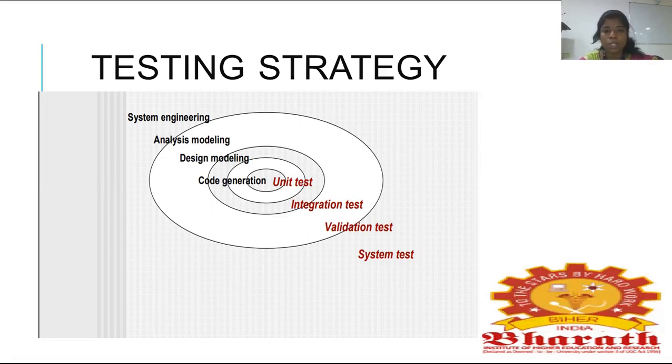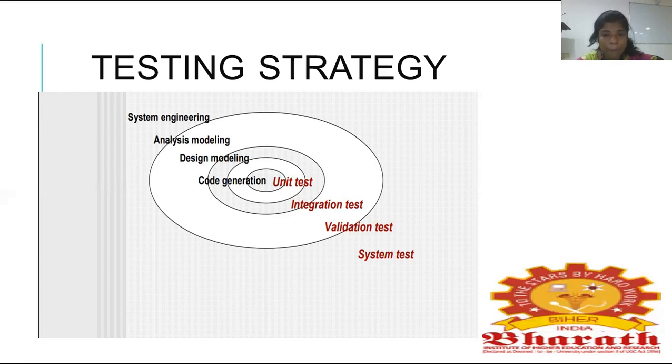Finally, the system testing. Once all your product is integrated and validated, it moves to system testing. What is system testing? We have alpha testing, beta testing, acceptance testing, and maintenance testing. What is alpha testing? Alpha testing is done by the people who are developing the product. What is beta testing?